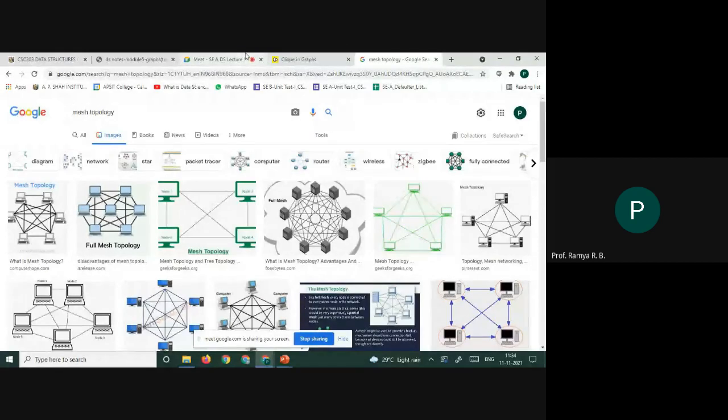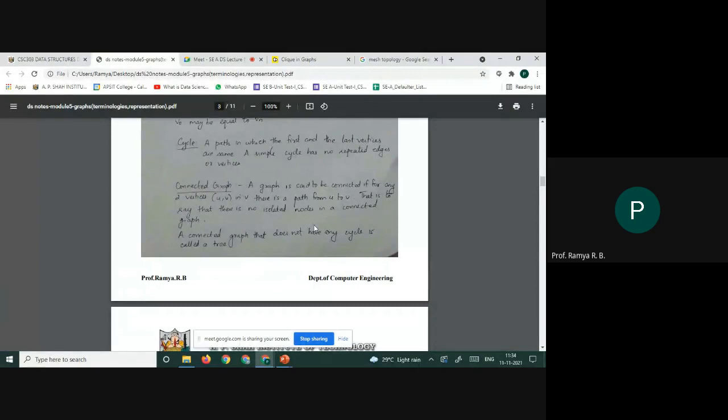So what do you mean by a connected graph? Yes, ma'am. A connected graph is a graph where every vertex pair u comma v are connected. That means there is an edge existing between u comma v for every vertex in your graph, or for every computer in your lab. That means there will be no isolated nodes in your graph. Every node in your graph is going to be connected with the other vertices in your graph. Such a graph is called a connected graph.